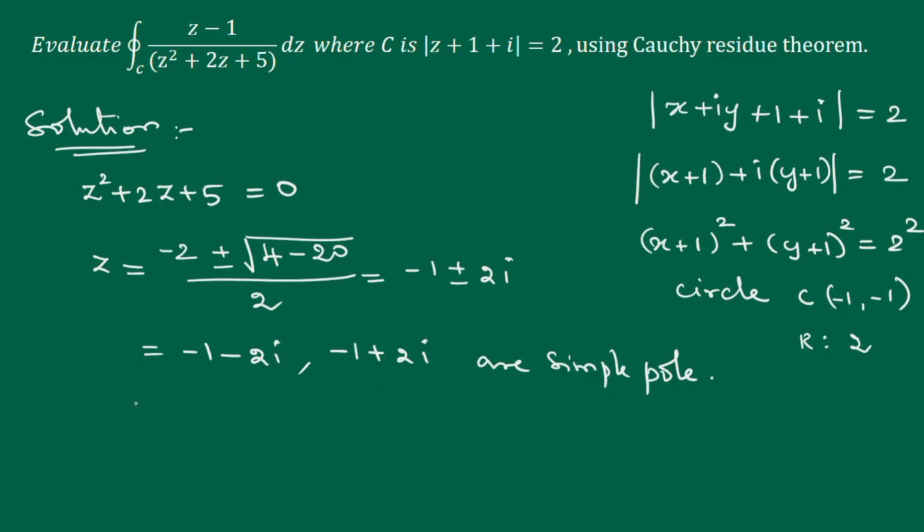And we have to check whether these poles lie inside the circle or outside it. So before checking that, we can represent these complex numbers as coordinate points, that is, we can write minus 1 minus 2i as minus 1 comma minus 2, that is x takes the value minus 1, y takes the value minus 2. Similarly this number can be written as minus 1 comma plus 2. So now we have to check whether these points lie inside or outside this circle C. For that, first we have to draw the circle.